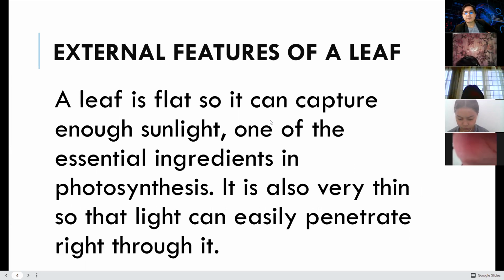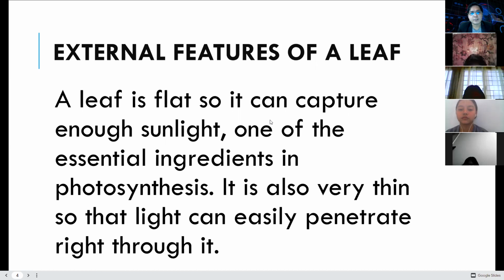External features of a leaf. A leaf is flat, so it can capture enough sunlight. They need to expand in order to capture more light or more sunlight, one of the essential ingredients in photosynthesis. It is also very thin, so that light can easily penetrate right through it. What if it is thick? How can the light penetrate? That's the problem, right?